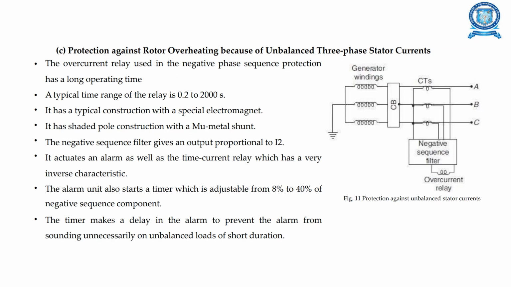Next is the protection against rotor overheating because of unbalanced three-phase stator currents. A typical time range of the relay is 0.2 to 2000 seconds. It has a shaded pole construction with metal shunt. The alarm unit also starts a timer which is adjustable from 8% to 40% of negative sequence component. Here the protection against unbalanced stator currents diagram is shown, which has generator windings and an overcurrent relay with a negative sequence filter along with the current transformers.